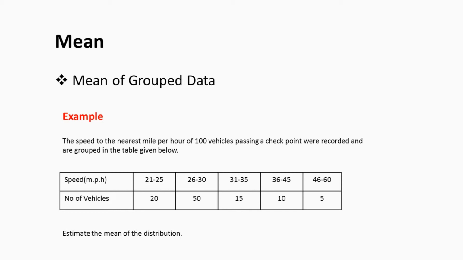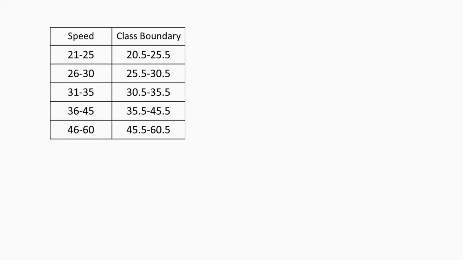Next, I am going to discuss the mean of grouped data. I have given one example here. The example says the speed to the nearest mile per hour of 100 vehicles passing a checkpoint were recorded and are grouped in the table given below. Estimate the mean of the distribution.